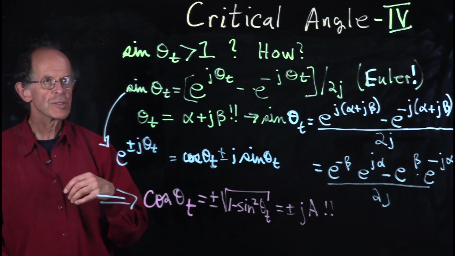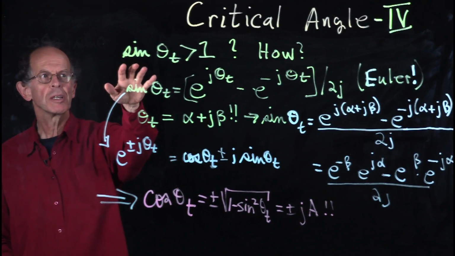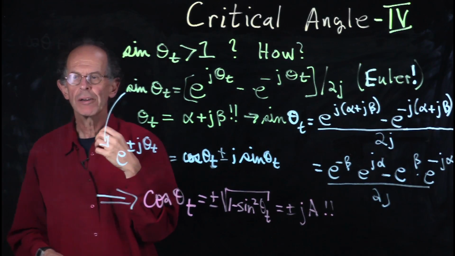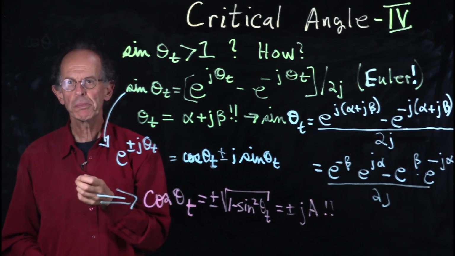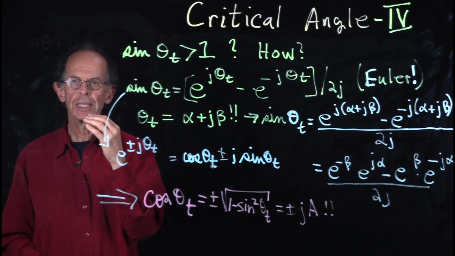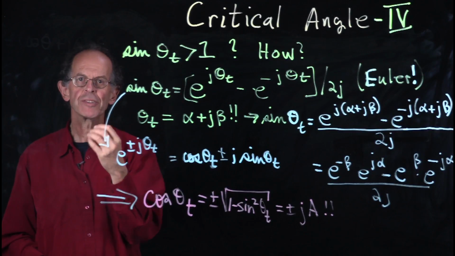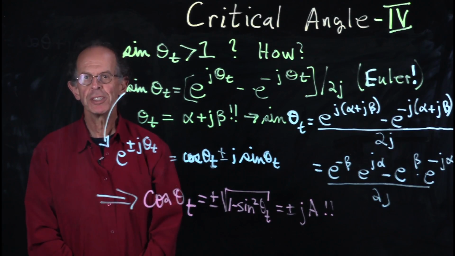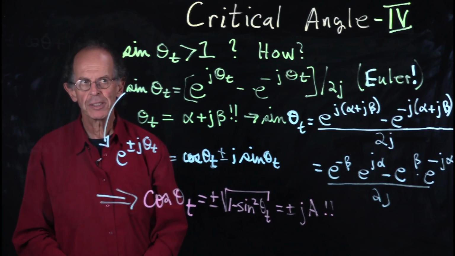We ended the last panel on the note of sine theta t being greater than 1 when our incident angle is supercritical, meaning it's greater than the critical angle. So in the case of light going from glass to air, if we're more than 41, 42 degrees, we're supercritical.